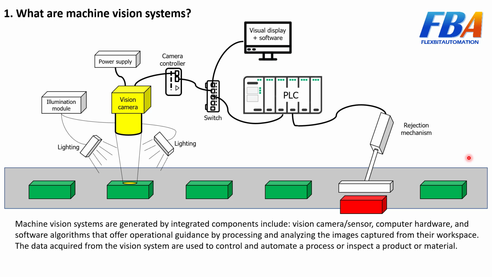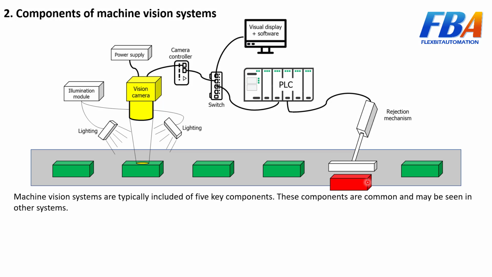Okay, now we come to part one. Machine vision systems are made of integrated components, including the vision camera and sensor, computer hardware, and software algorithms that offer operational guidance by processing and analyzing the images captured from their workspace. And the data acquired from the vision system is used to control and automate a process, or inspect a product or material.